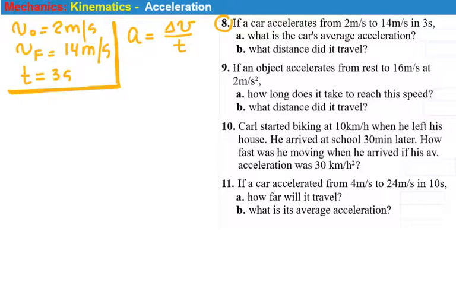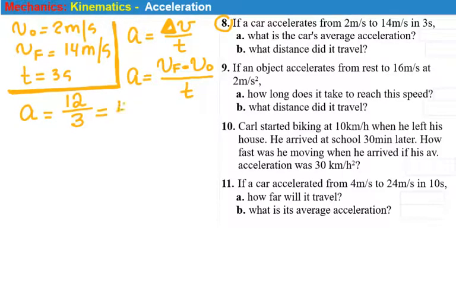Acceleration is the change of the velocity over the time. Change of the velocity means final minus initial, so I have final minus initial over the time. Many people sometimes confuse change and average. Change means final minus initial. So acceleration is equal to final, 14, minus initial, 2, which gives me 12, divided by the time, 3 seconds. So acceleration is 4 meters per second squared.